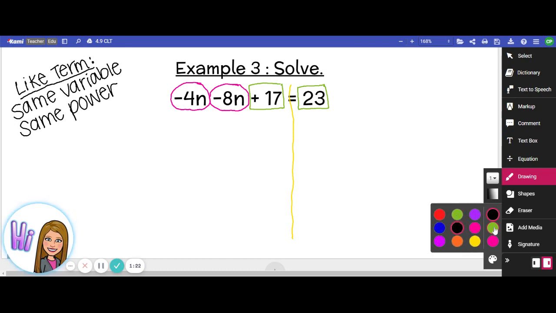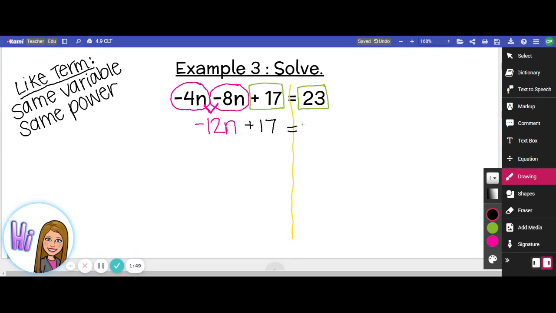So on my left side, I can see that I've got two terms that I can combine: this negative 4n plus negative 8n. They're both negative, so I'm going to add those together, which gives me 12. And they're both negative, so I'm going to keep it negative. And they both have the n, so I've got to keep the n also. So I'm going to turn that into negative 12n. I'm going to bring down my positive 17, my equal sign, and my positive 23.